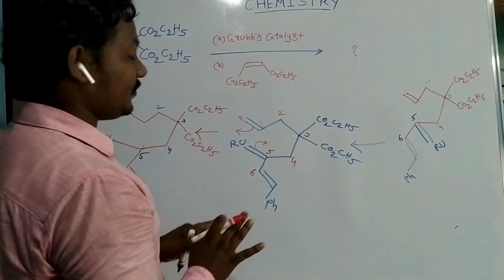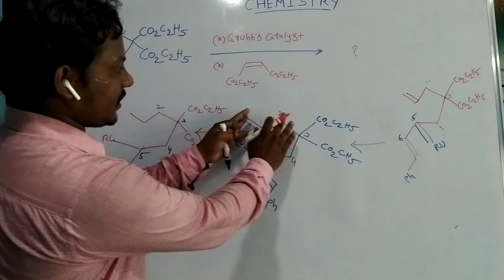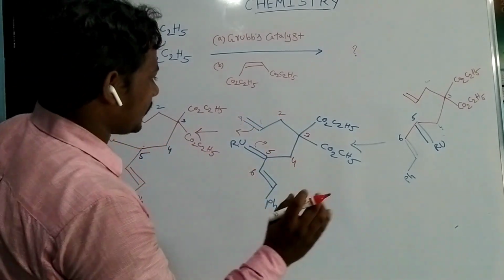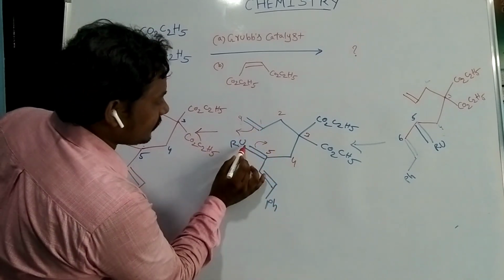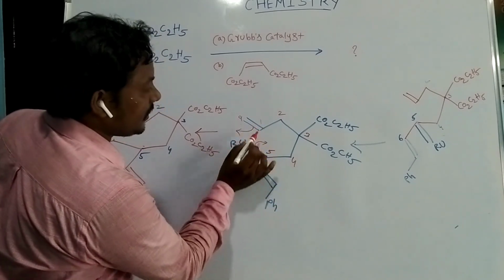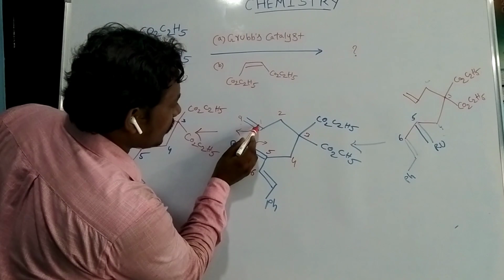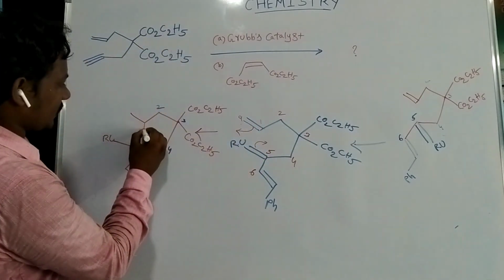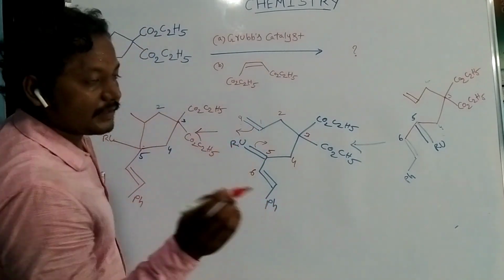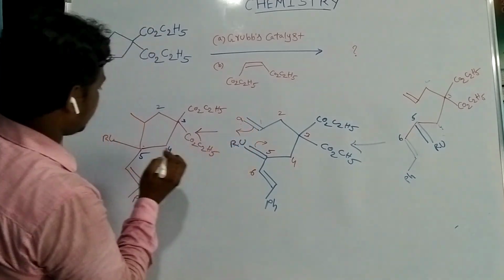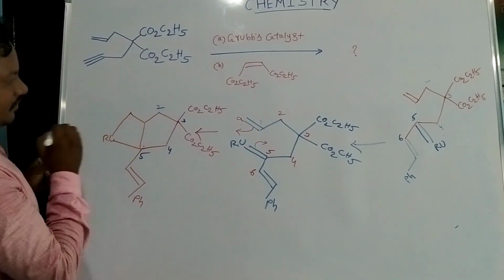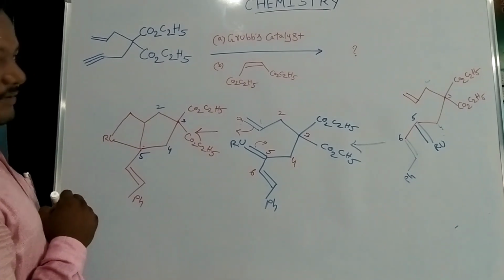Okay? Now don't get confused. That's why I have given numbering for you. Here again a double bond, C double bond, here ruthenium carbene. Here a new bond is forming between 1 and 5. And another bond is forming between A and ruthenium. Fine, clear to everyone?